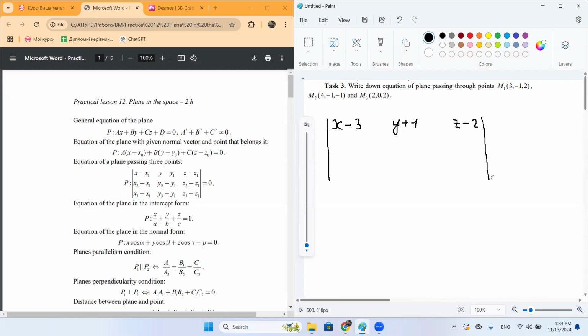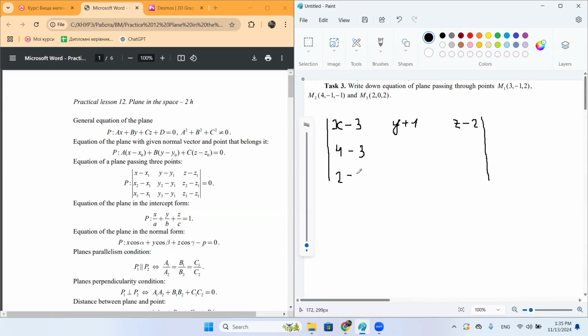So, for the first row, we are subtracting coordinates of the first point from the variables. And for the second and the third row, we are subtracting coordinates of the first point from the second and the third, respectively. So be careful with that. Don't confuse points, indices. Okay, so now I'm writing everything in detail.